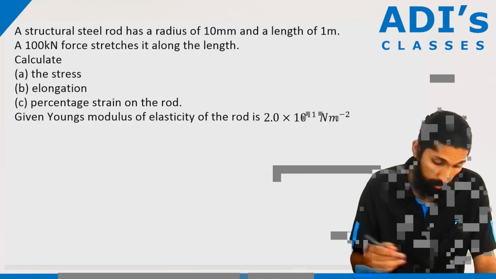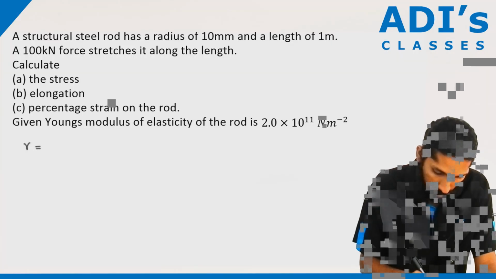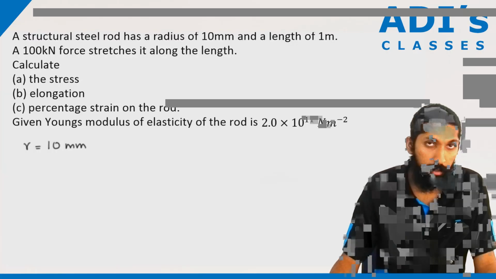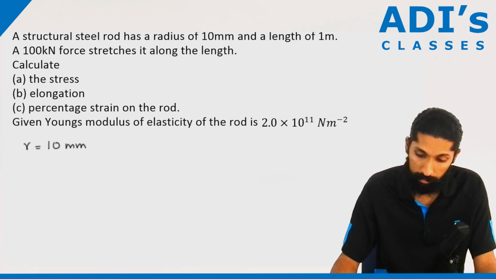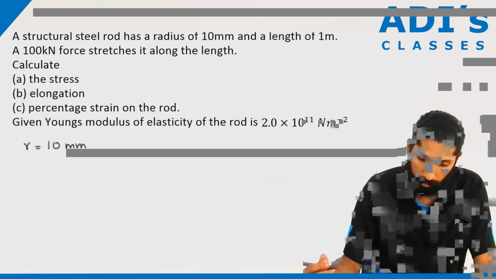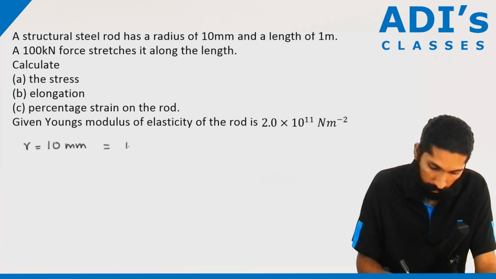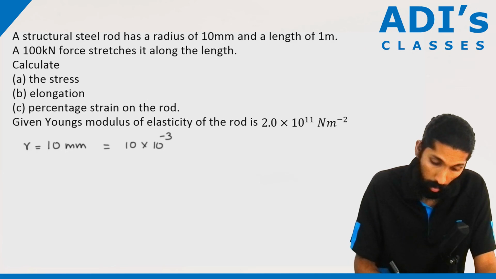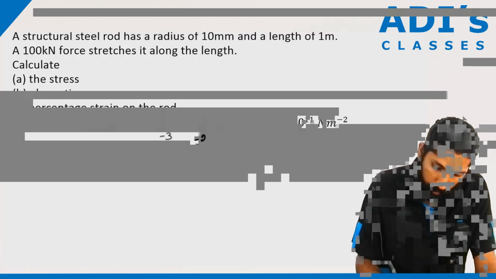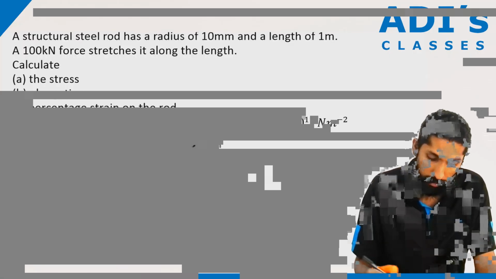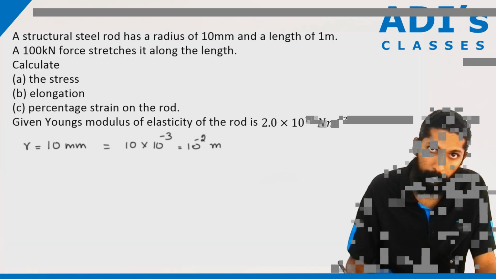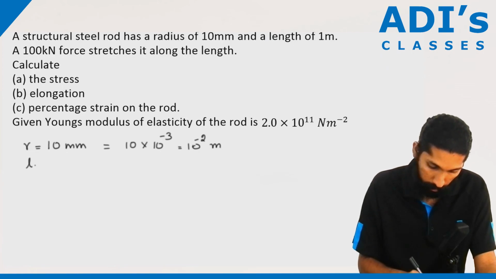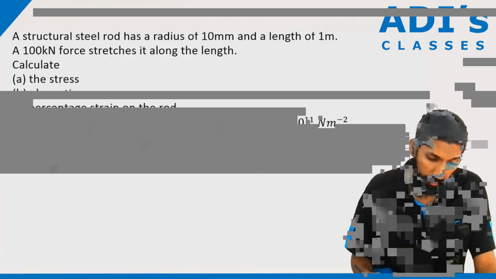What is given? The first information, R is equal to 10 millimeter. When you have 10 millimeter, remember you have to convert that. So this will be 10 into 10 to the power of minus 3, or 10 to the power of minus 2 meter. Now this is the value of R, correct? Next, length is given to be 1 meter. So you have L is equal to 1 meter.